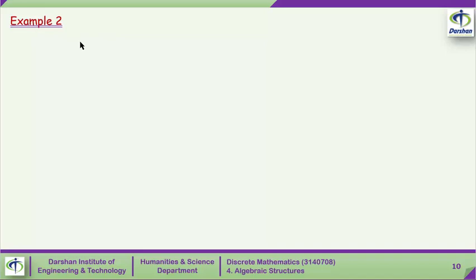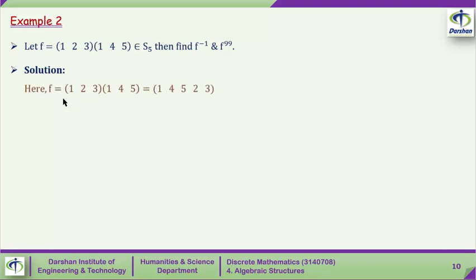Now example 2. So the question is: let f is equal to (1, 2, 3)(1, 4, 5). This is an element of S5. Then you have to find f inverse and f raised to 99. So the solution of this question is: here f is (1, 2, 3)(1, 4, 5).